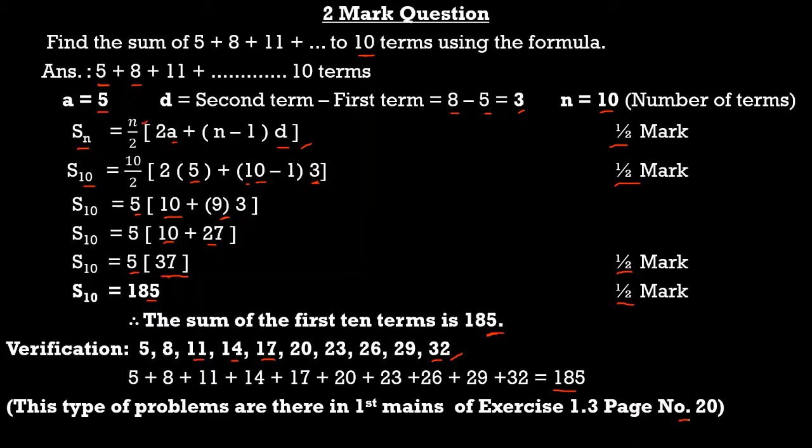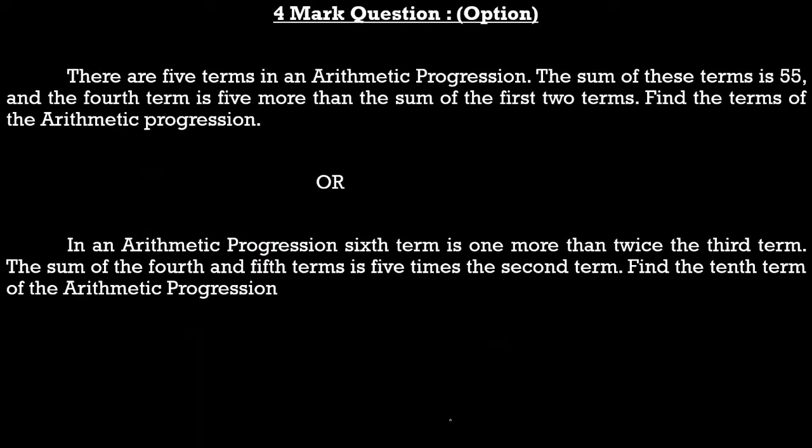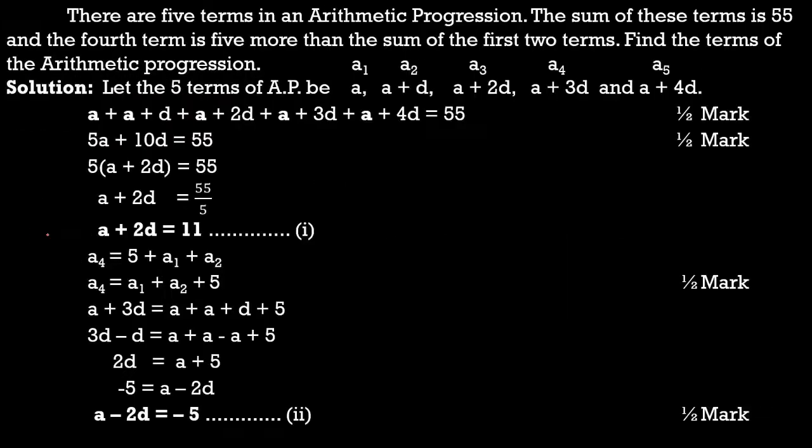Now coming to the 4 marks question. Two questions were given. Solve any one of these two. We will see the first question. The first question of 4 marks says there are 5 terms in an arithmetic progression. The sum of these terms is 55 and the fourth term is 5 more than the sum of the first two terms. Find the terms of the arithmetic progression.